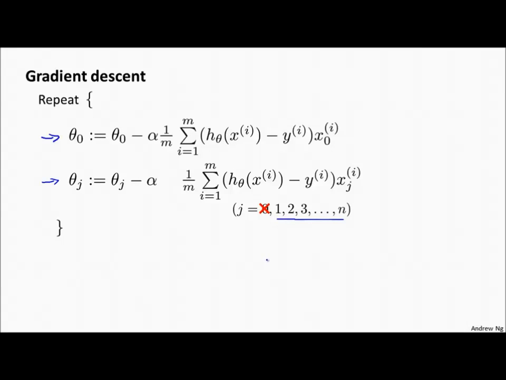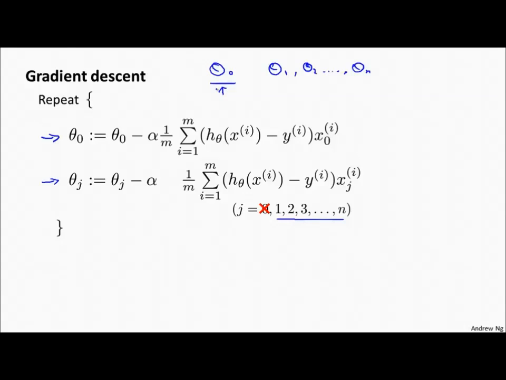I haven't changed anything yet. This is just writing the update for theta 0 separately from the updates for theta 1, theta 2, theta 3, up to theta n. The reason I want to do this is that for our regularized linear regression, we penalize the parameters theta 1, theta 2, and so on up to theta n, but we don't penalize theta 0.